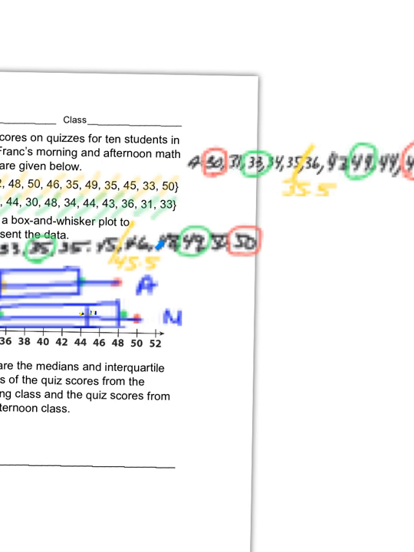For problem number 10, your first move should be for you to put the numbers in order. So here I put M in order, 32, 33, 35, 35, 45, 46, 48, 49, 50. I found the minimum, the maximum, the median, and the quartile 1 and quartile 3. I did the same thing for A up here. So I have them all in order, and I have all my important numbers. I went ahead and plotted all the numbers, and I did my box plot. And now I'm ready to compare the medians and interquartile ranges of the quiz scores for the morning class and quiz scores for the afternoon class.